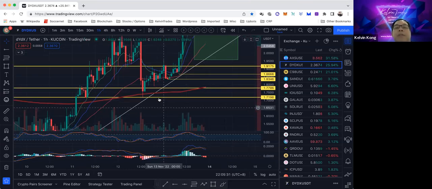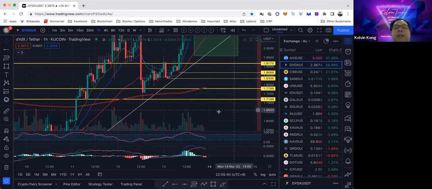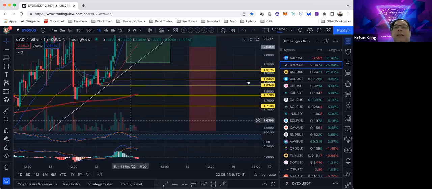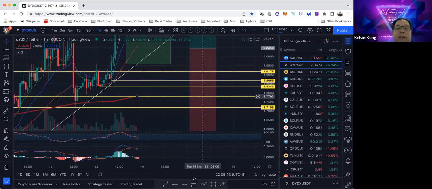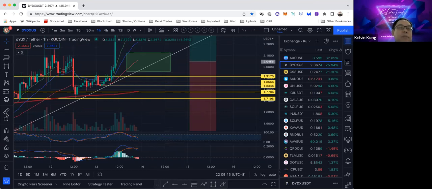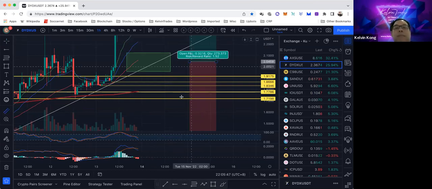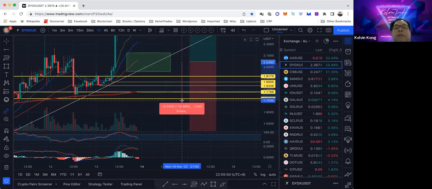Then this one, needless to say, is the low of this big swing here. So anything lower doesn't make sense already. Okay. The distance will be too much. In fact, this is already too much for me. 16%. But still can trade. You can't use 20x leverage.